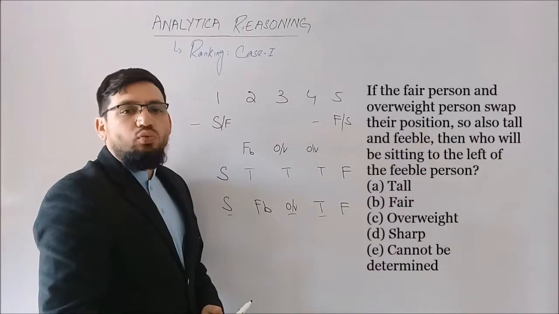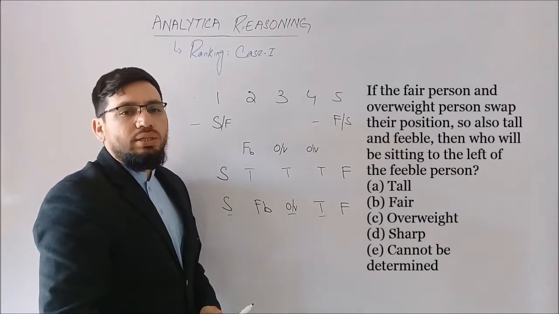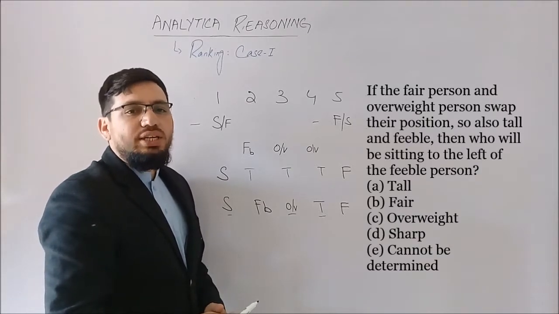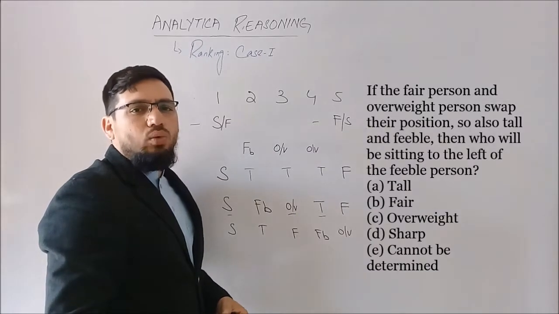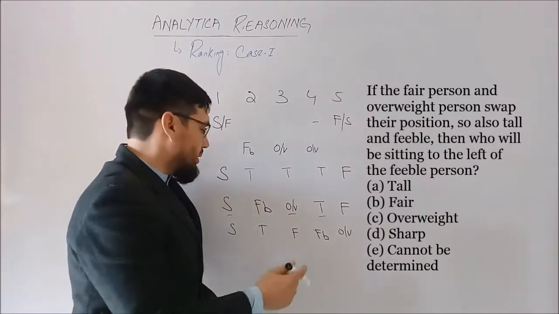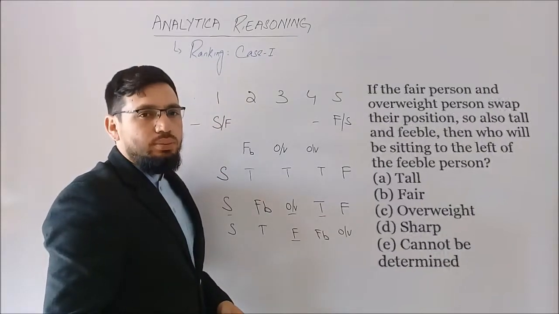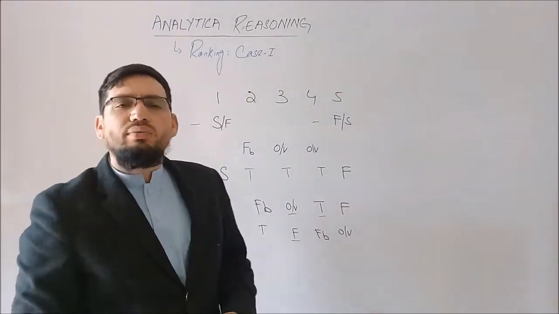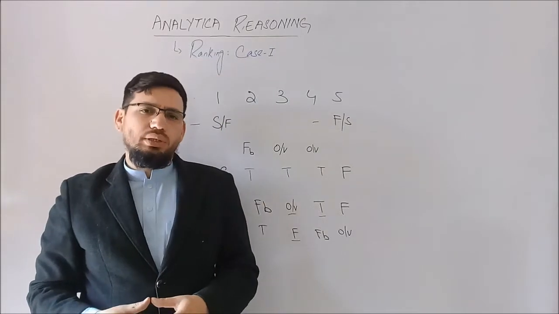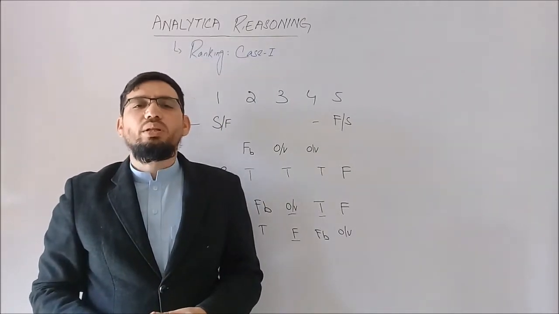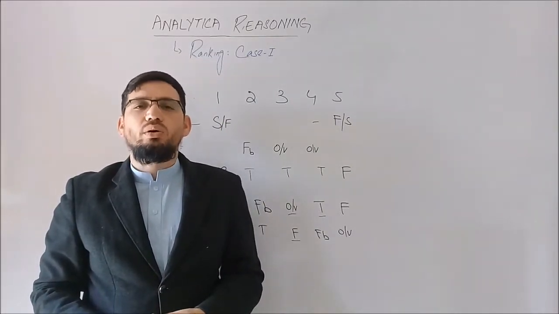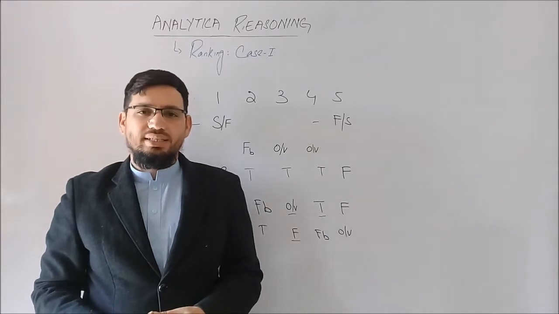The last question is, if we switch the positions of fair and overweight as well as the tall and feeble. Let's make first the new order. Right now, who is sitting to the left of the feeble? So the fair person is sitting to the left of the feeble. Ranking is one of the easiest forms of arrangement, and I think it will not be difficult for you to solve an assignment just like this.